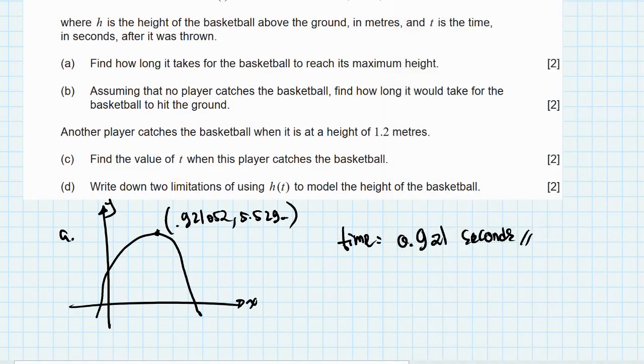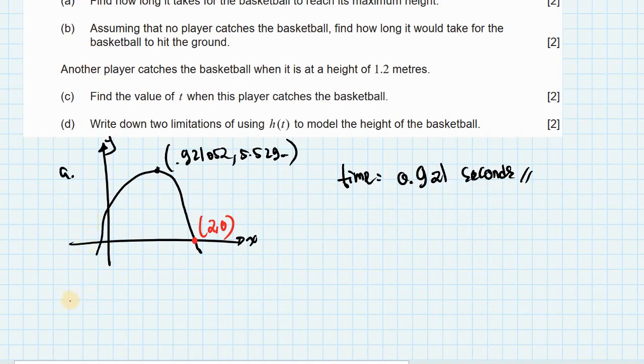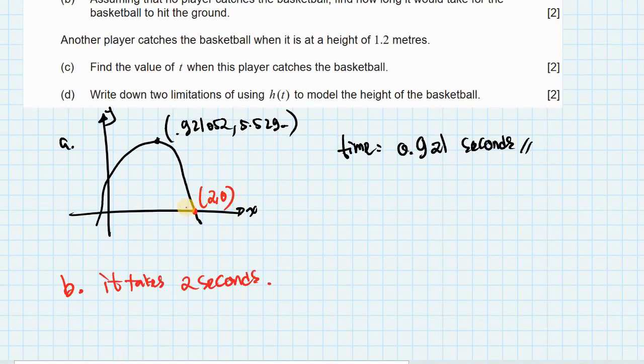So you can just put it here. This one is 2, 0. If you already put this in the first graph, you don't need to draw it again. So the assessor should know that it's coming from this one. Find how long it would take for the basketball to hit the ground. It takes 2 seconds. That's it. Okay, you already gave our method in A. It should be clear.